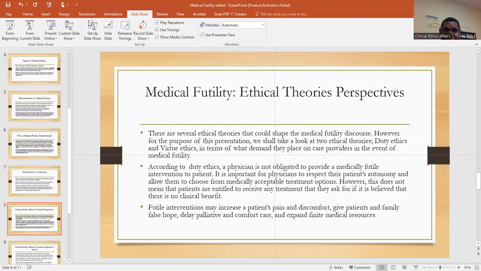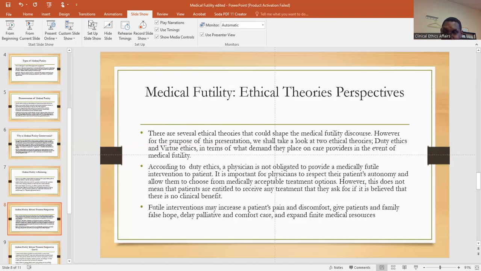Having drawn the line of demarcation between medical futility and rationing, we would like to look at medical futility from an ethical theory perspective. There are several ethical theories that could shape the medical futility discourse. However, for the purpose of this presentation, we shall take a look at two ethical theories, duty-based ethics and virtue ethics, in terms of what demand they place on care providers in the event of medical futility. According to duty-based ethics, a physician is not obligated to provide a medically futile intervention to patients.